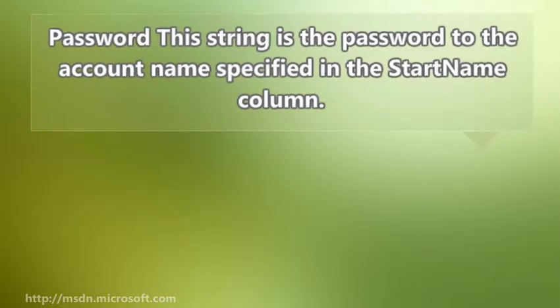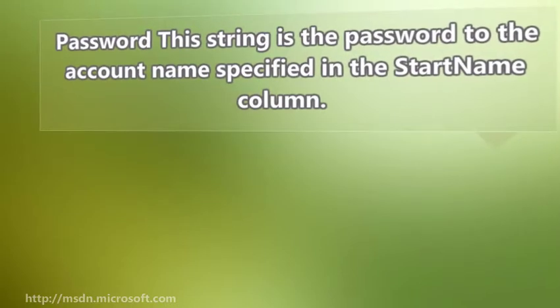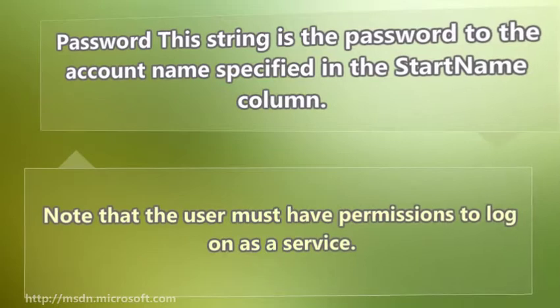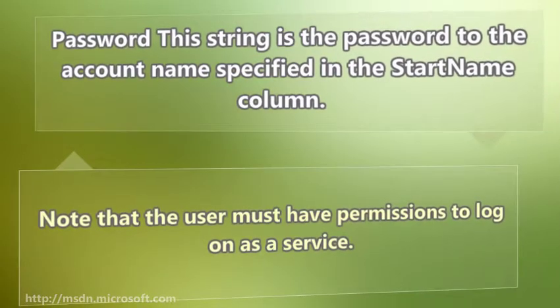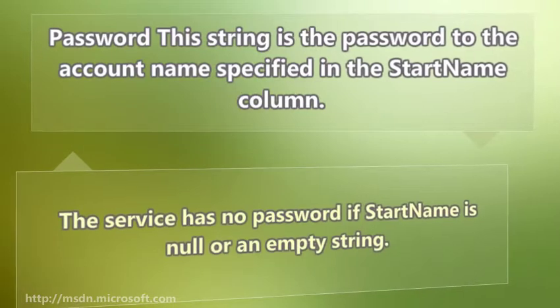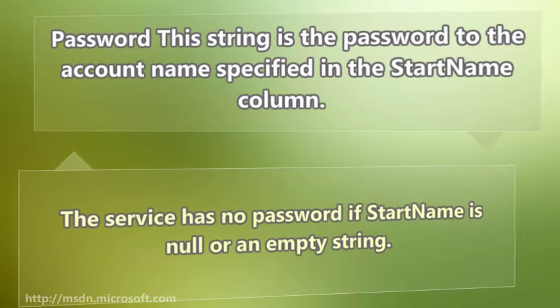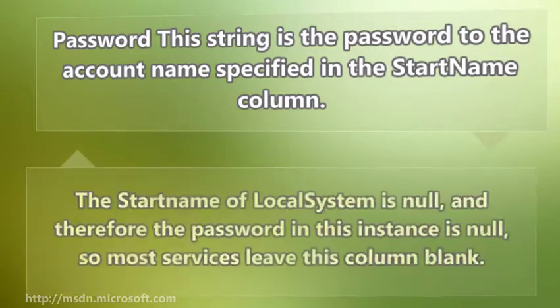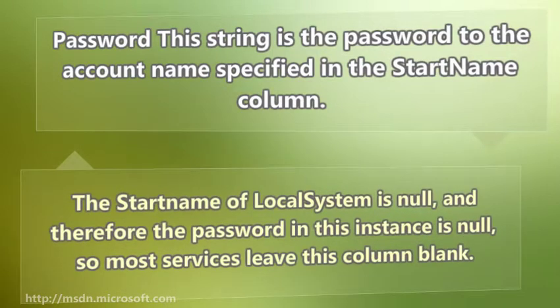Password. This string is the password to the account name specified in the StartName column. Note that the user must have permissions to log on as a service. The service has no password if StartName is null or an empty string. The StartName of LocalSystem is null, and therefore the password in this instance is null, so most services leave this column blank.